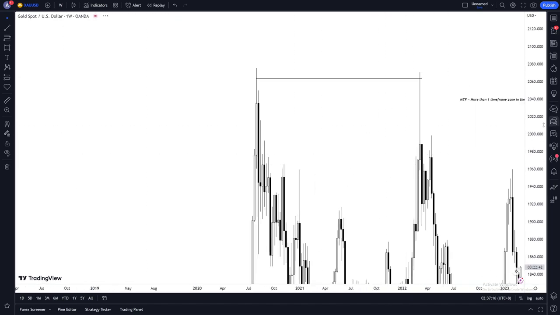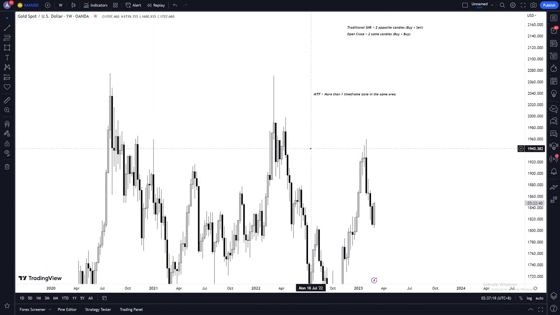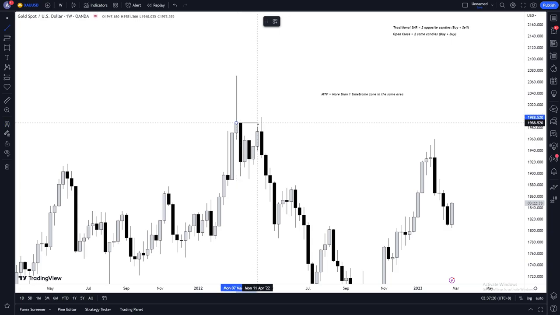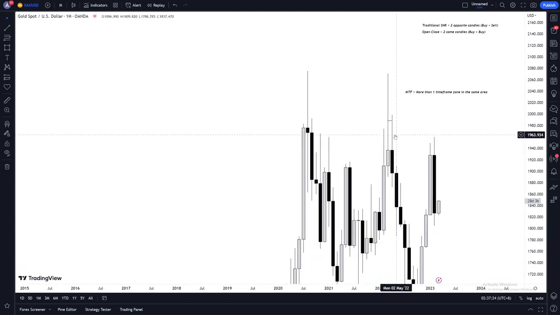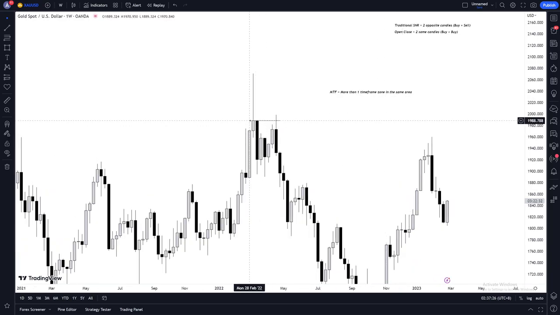So I'll give you another example of an MTF. This is another trade that I'm very proud of. This is weekly, correct? Now just for the fun of it, let me check whether there's anything on monthly. Oh, okay, nothing on monthly, no problem. So if you were to look at this, weekly, correct?